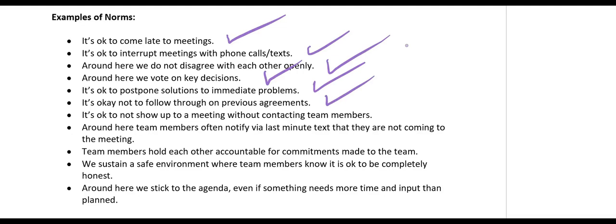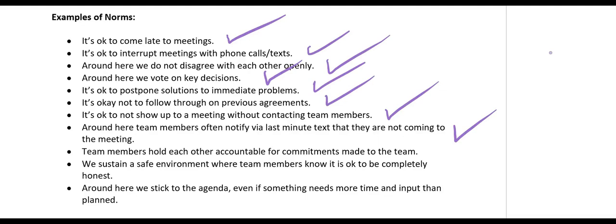It's okay to not show up to a meeting without contacting team members. I see this happen with students. They'll sometimes complain that a student just doesn't show up to a meeting. Nobody likes that. So the question is, why is it permitted? Around here, team members often notify via last-minute text they are not coming to the meeting. This is almost as bad as the previous one for many teams. But again, it is up to the team to decide whether it's something they want to accept or not.